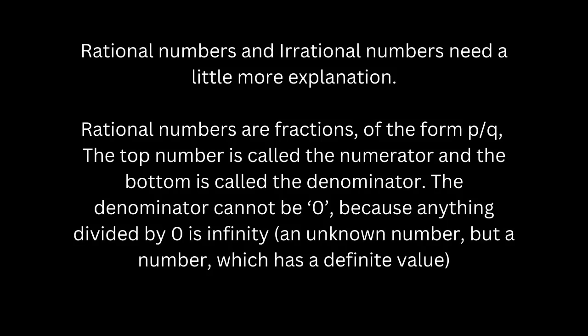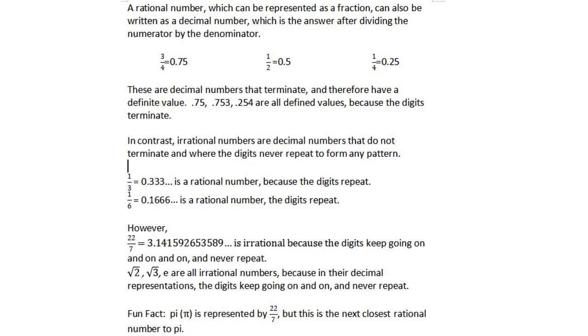Rational numbers are fractions of the form p over q. The top number is called the numerator and the bottom is called the denominator. The denominator cannot be 0, because anything divided by 0 is infinity, an unknown number, but a rational number has a definite value. A rational number, which can be represented as a fraction, can also be written as a decimal number, which is the answer after dividing the numerator by the denominator.